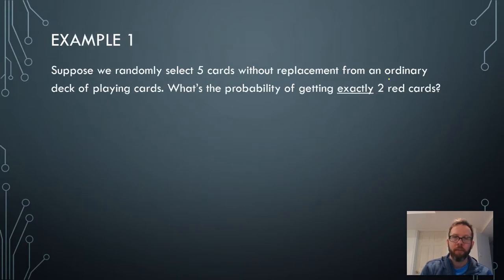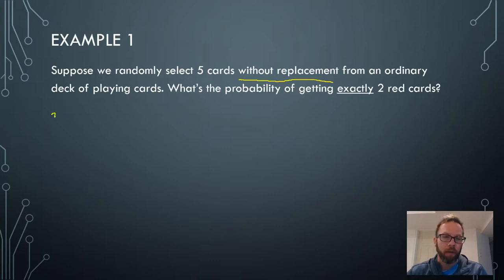So let's do an example. Suppose we select 5 cards without replacement from an ordinary deck of playing cards. What's the probability of getting exactly 2 red cards? Let's think of what our parameters are. Notice that we are not replacing the cards. If we were replacing the cards, then we could do this question using the binomial distribution, because if you keep putting the cards back, the probability of getting a red card isn't going to change. But since we're not replacing, trials are dependent. This is a hypergeometric distribution question.